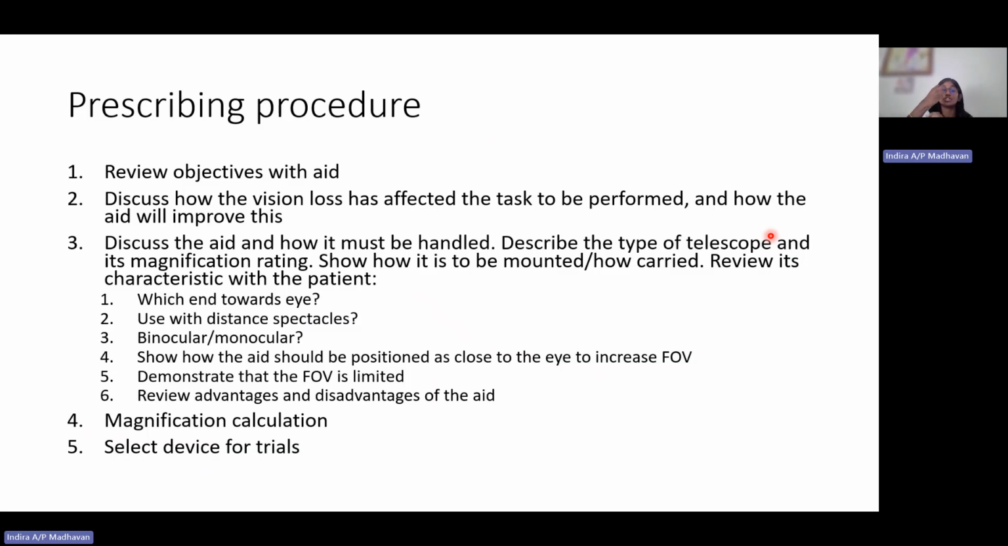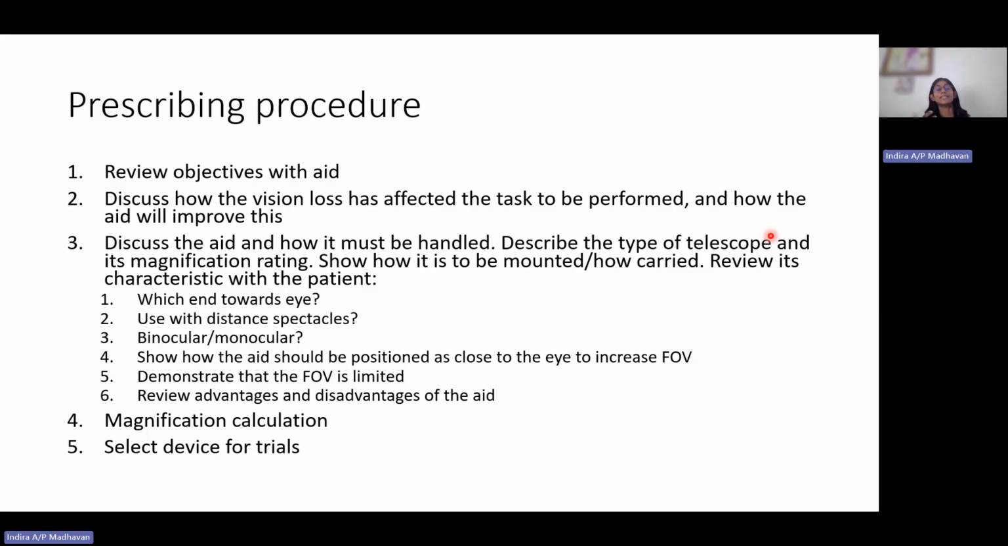So which part should be closer to the eye, which part should be away from the eye, how to twist to change the focus. All these need to be explained to the patient. So first you describe the type of the telescope to the patient, whether you're going to prescribe them monocularly or binocularly. If you're going to prescribe binocularly but testing it monocularly, explain that to the patient.